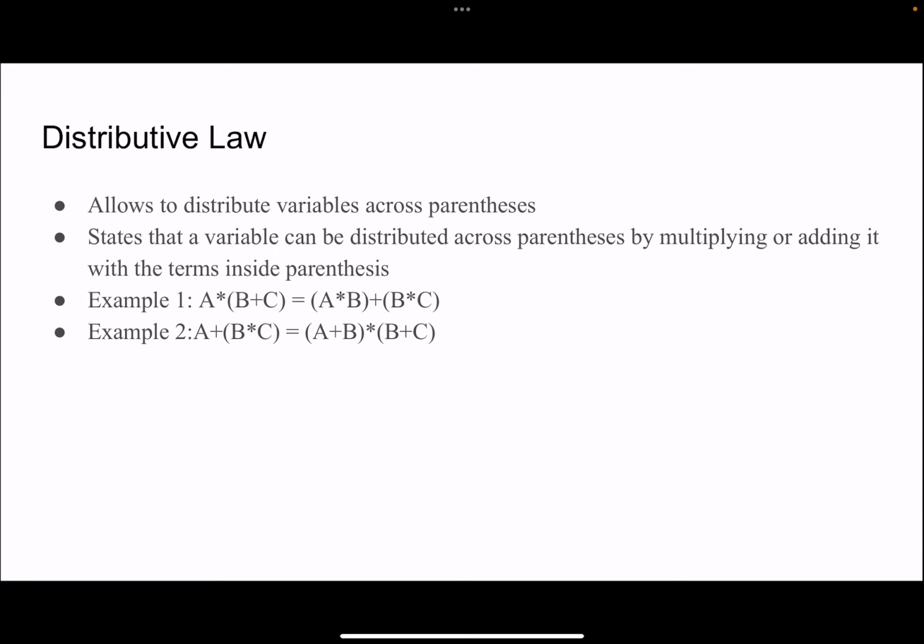Distributive law allows us to distribute variables across parentheses. It states that a variable can distribute across parentheses by multiplying or adding it with the terms inside the parentheses. And here are two examples.